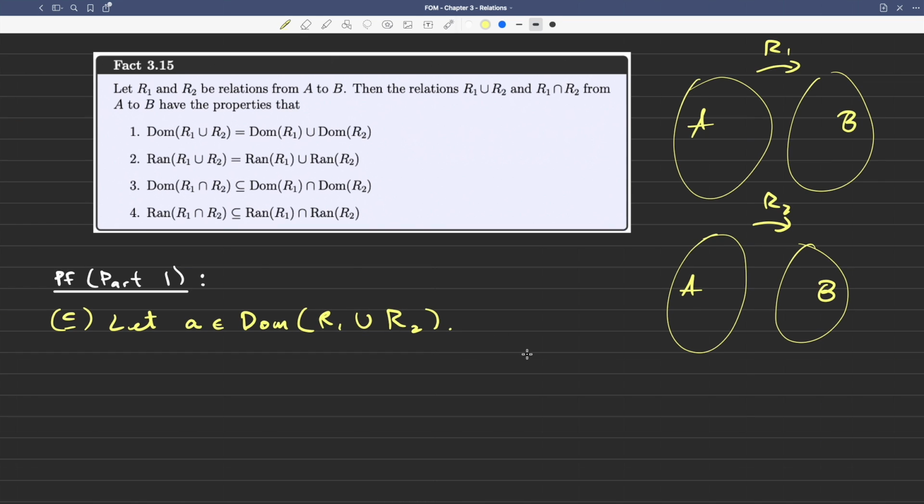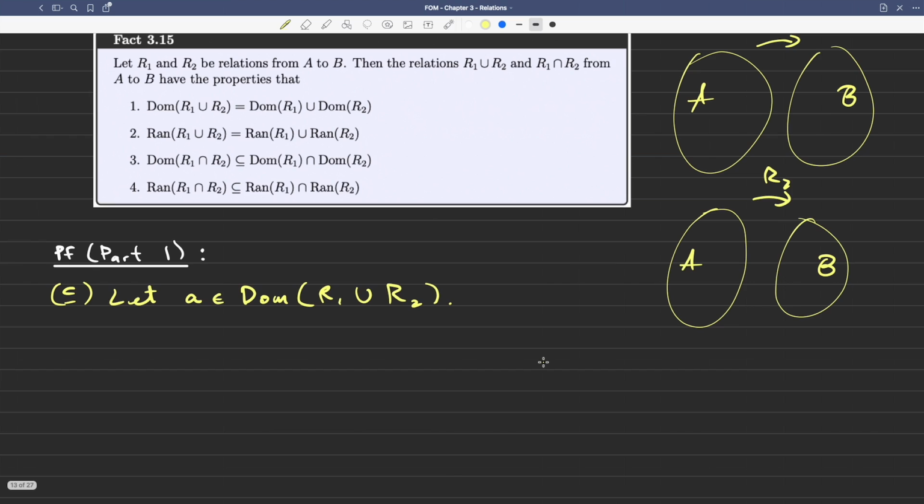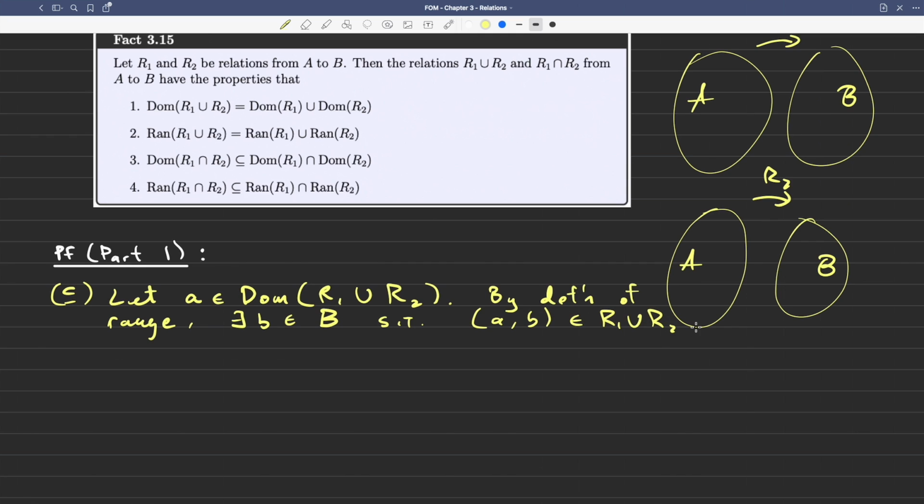Here's where I have to do that skill of saying what it means to say an element little a is in the domain of a relation. To be in the domain of a relation means that you're the first component of an ordered pair in that relation. And if you're a first component, there has to be a second component. There exists a second component that goes with it. So by definition of range, there exists some b in big B such that the ordered pair a comma b is in R1 union R2.